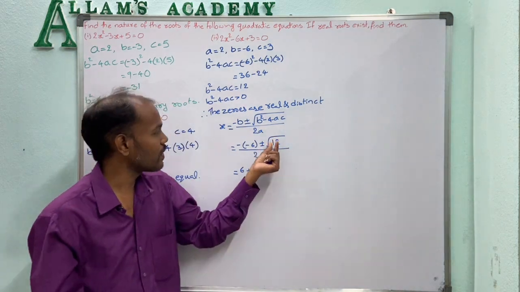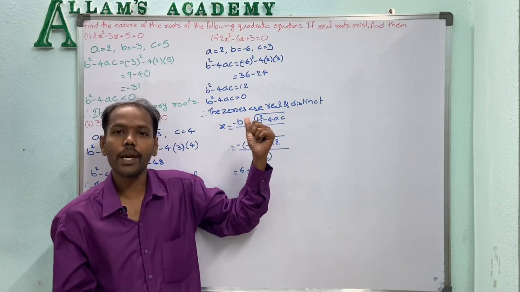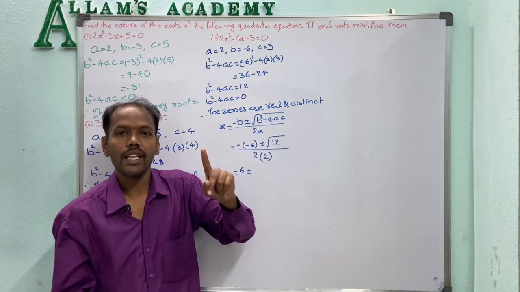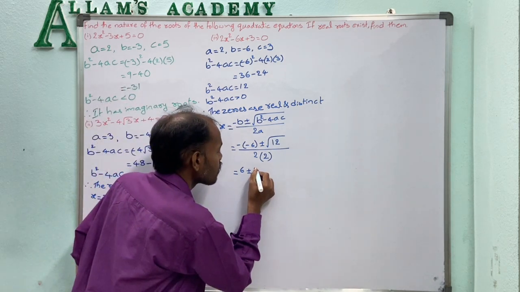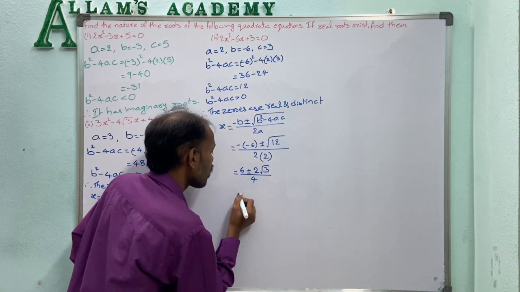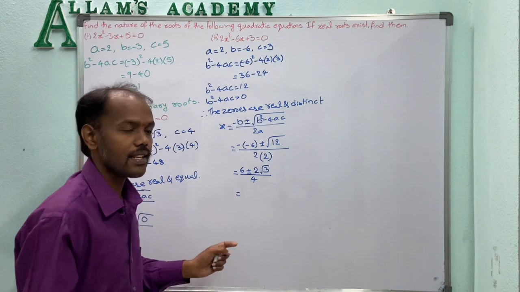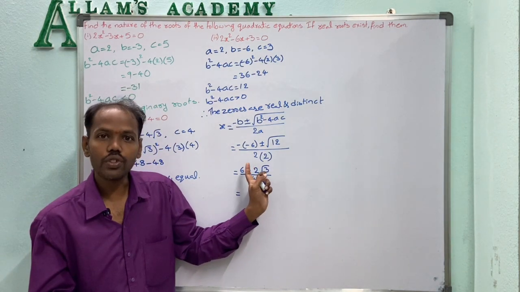Root 12 means we can write this as 4 into 3. So root ab equal to root a into root b. That means root 4 into root 3. Root 4 is nothing but 2. So 2 root 3 by 2 twos are 4. Now here 6 can be written as 2 into 3. So 2 root 3 means 2 into root 3.